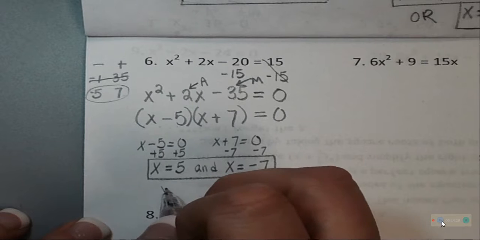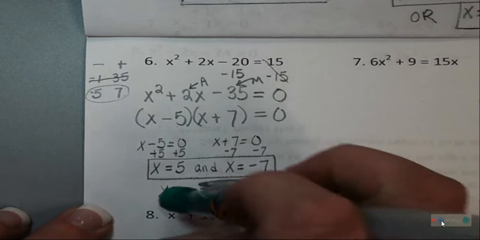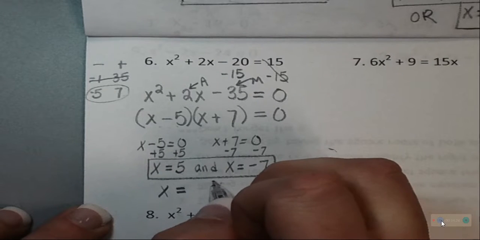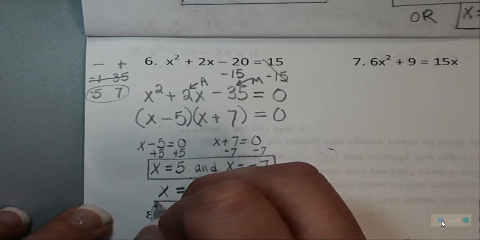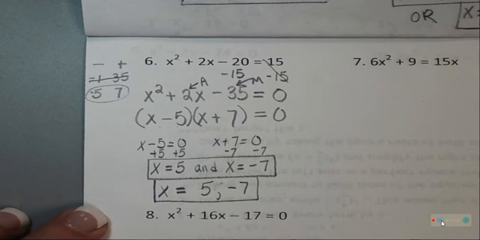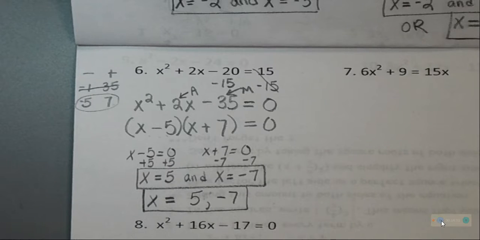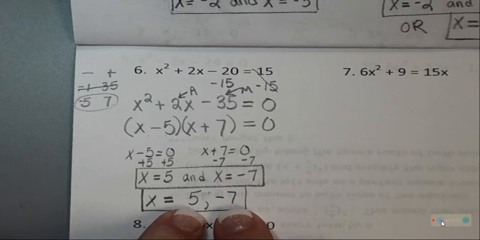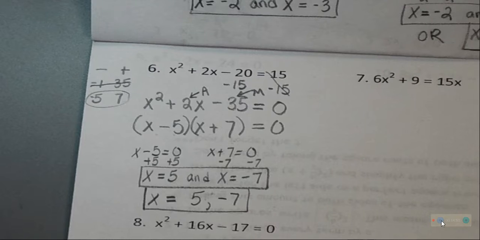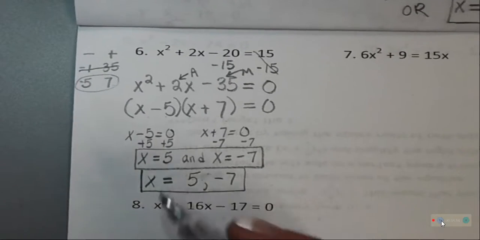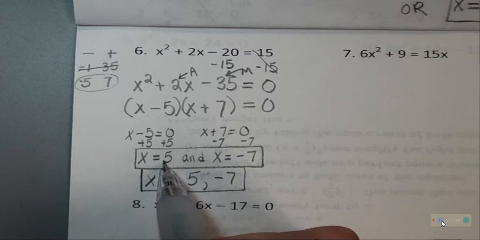You could write this as negative, nope, not negative 5 because that's not the right answer, as 5 comma negative 7. In fact, if you have to type it into Edulastic, that's how I tell you to type it. What can you not do with those two numbers? You can't put them in parentheses. Why? Because it's not one point. These are two individual x-intercepts. Okay? So if you were naming the point of the x-intercept, you would put 5 comma 0.